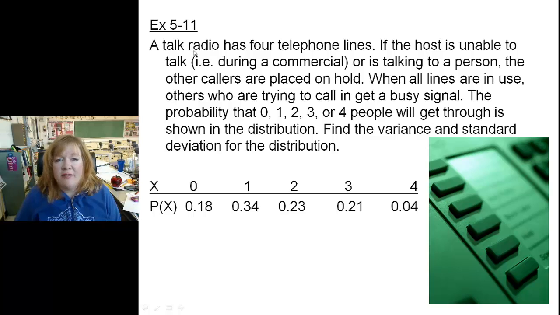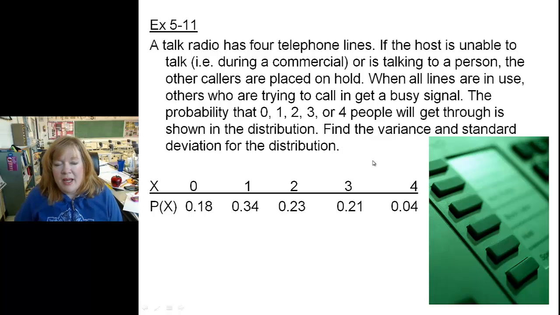Here's example 5-11 from your notes. Talk radio has 4 telephone lines. If the host isn't able to talk or is talking to another person, the other callers are placed on hold, and when all lines are in use, they get a busy signal. The probability that 0, 1, 2, 3, or 4 people will get through is shown in the distribution. Find the variance and standard deviation for the distribution.